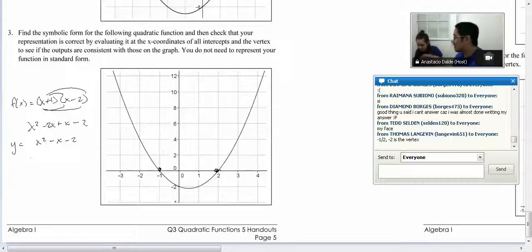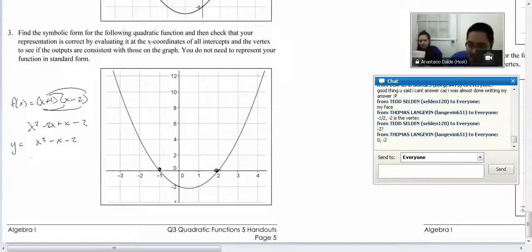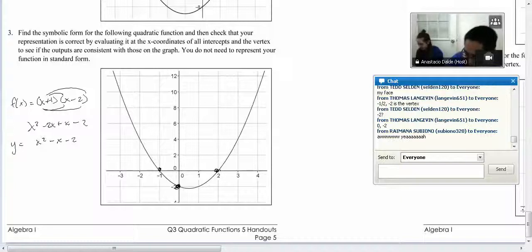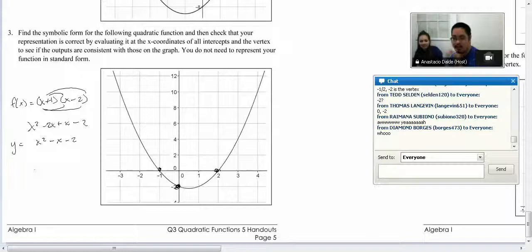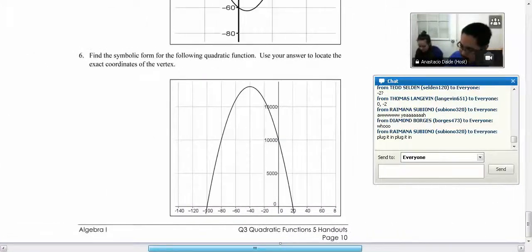Where is the y-intercept? Negative 2, my friend. Exactly. You saw that by looking at the graph, and Thomas was correct, by the way. But you could have done that by just plugging 0 in for x, and then you get 0 minus 0 minus 2, which is negative 2. Right? That's right.